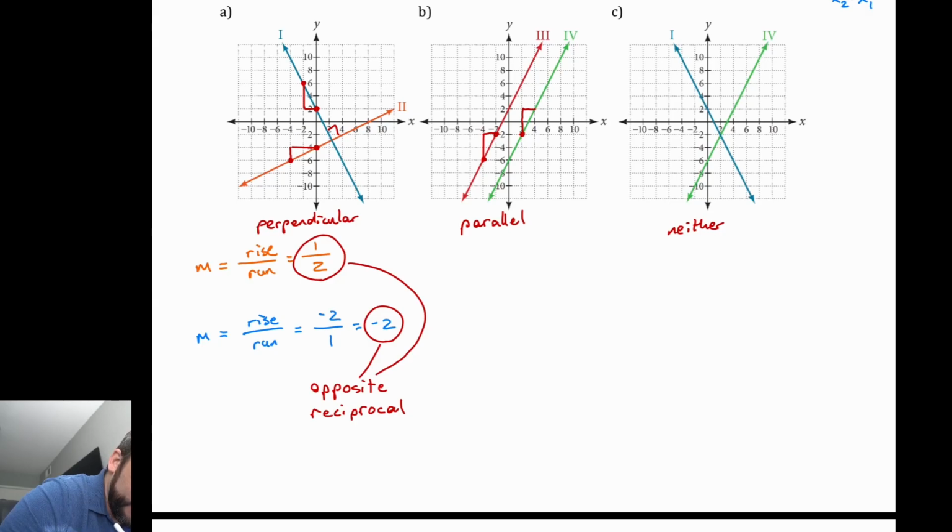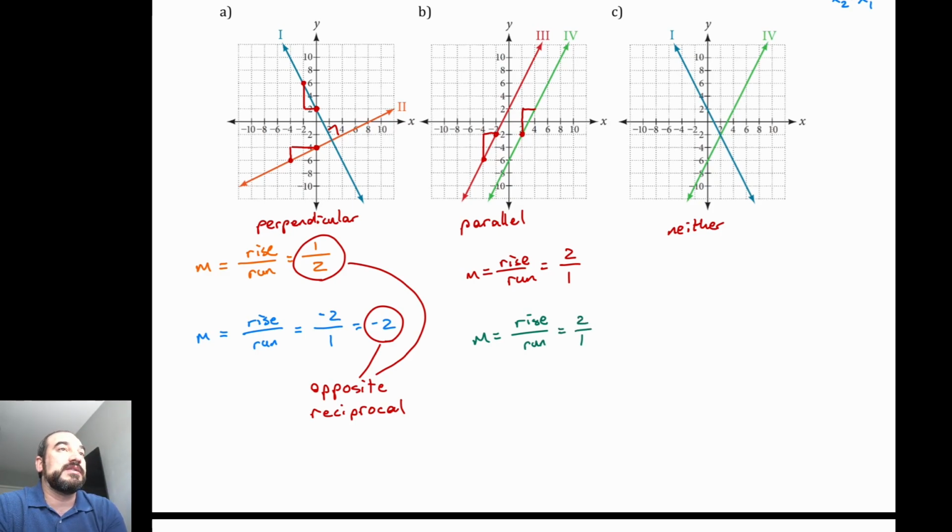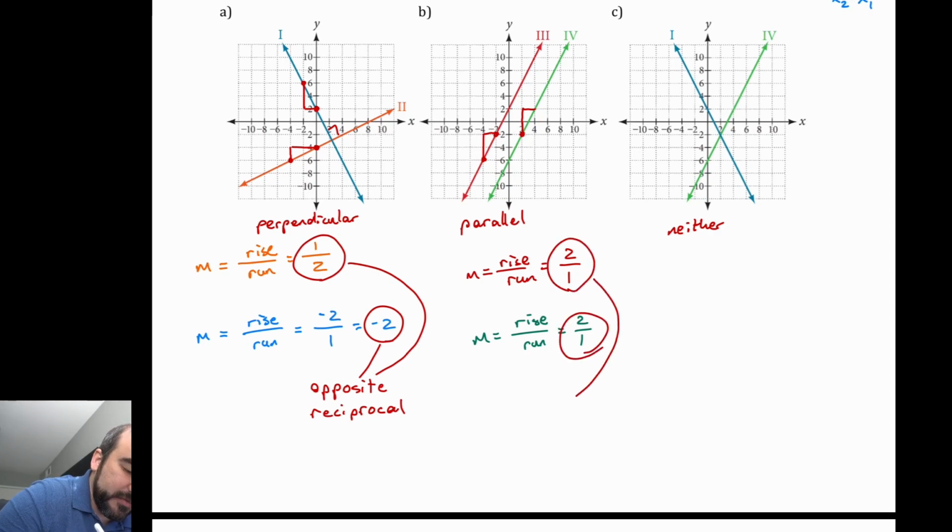So if we do the slope of the red line, rise over run, we see that we're going up 2 and over 1. And as for the green line, rise over run, again, we're going up 2 and over 1, right? That's the only way lines won't intersect, if they're rising and running the same amount, which means their slopes will be the same. So we have same slopes for parallel lines. And then for neither, it's just going to be anything else.